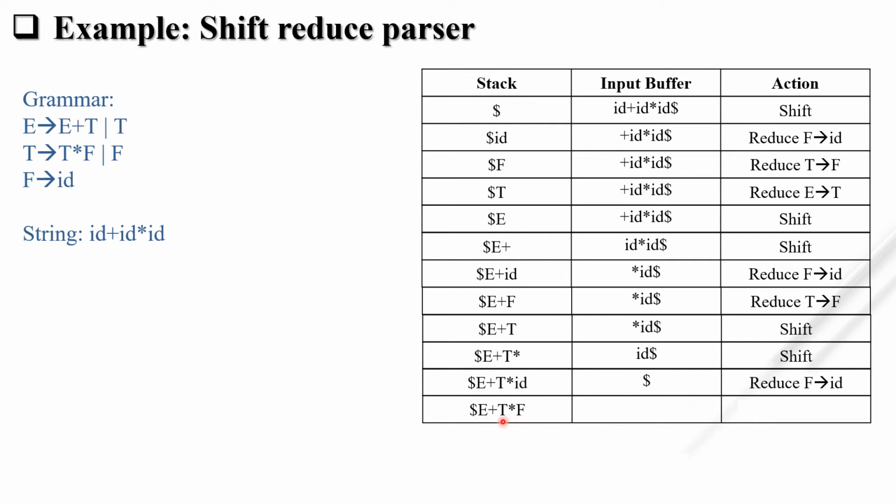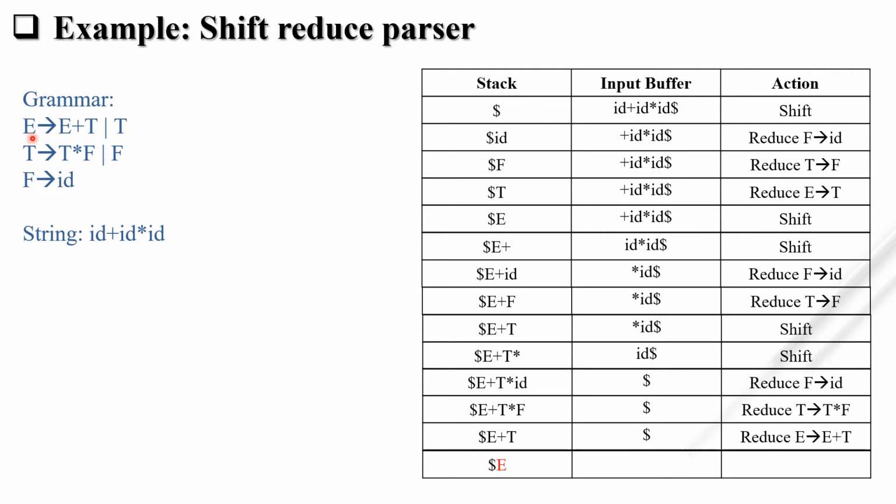So what is our handle? T star F is our handle. We can reduce with the T. So reduce T tends to T star F. Okay. Now we can reduce E plus T. It is a handle. We can reduce with capital E. So as you see here, we can reach the starting state from the leaf nodes. So we can say the string will be accepted.